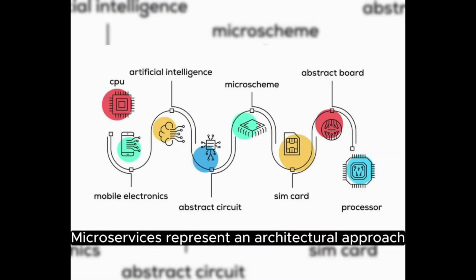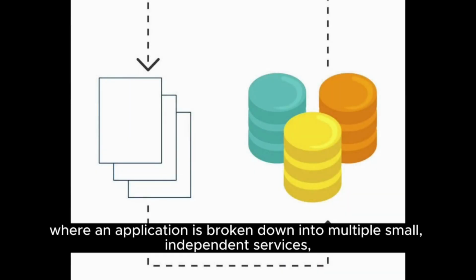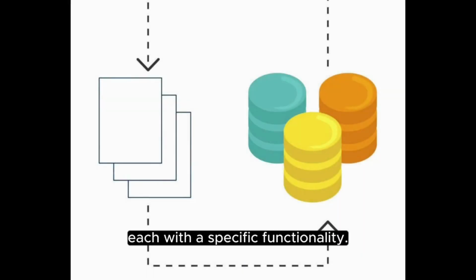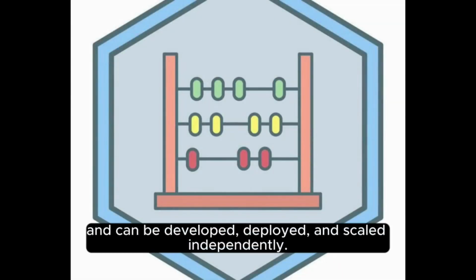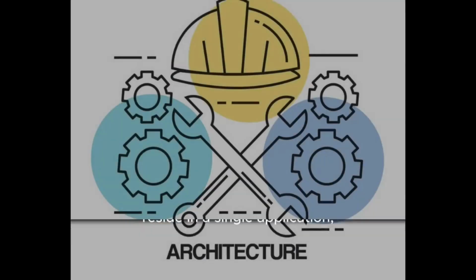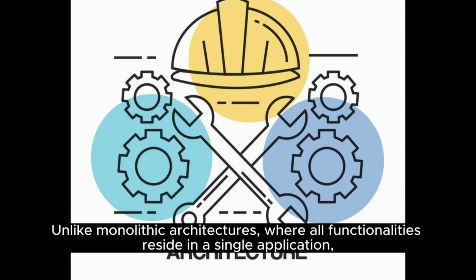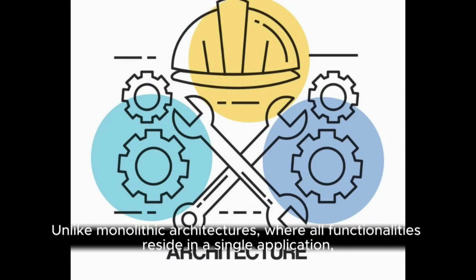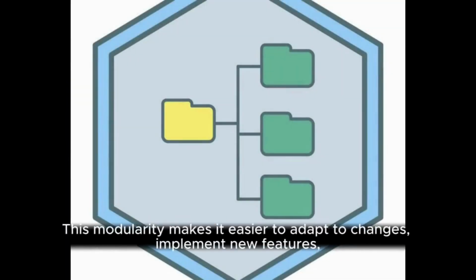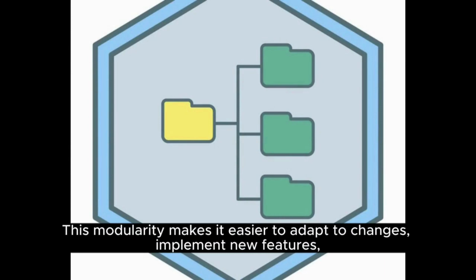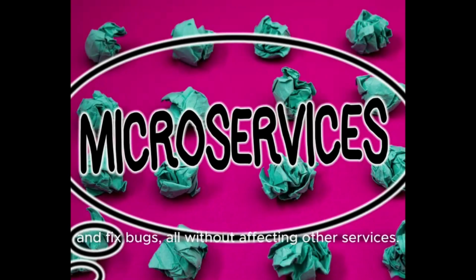Microservices represent an architectural approach where an application is broken down into multiple small, independent services, each with a specific functionality. These services are autonomous, communicate with each other, typically through APIs, and can be developed, deployed, and scaled independently. Unlike monolithic architectures, where all functionalities reside in a single application, microservices allow for greater flexibility and scalability. This modularity makes it easier to adapt to changes, implement new features, and fix bugs, all without affecting other services.